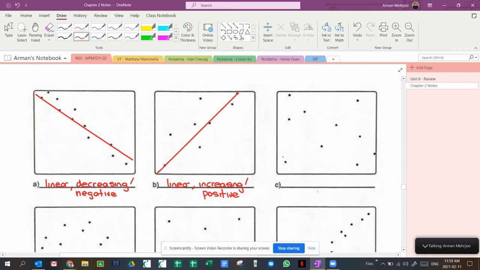For this next one, my data is so scattered, it doesn't look like there's any trend. I mean, this point's high, this point is high, this point is low. There's no trend that it follows. There's no line that I can draw, and there's no curve that I can draw. So I would say this is nonlinear. And there's no line or curve of best fit to draw.